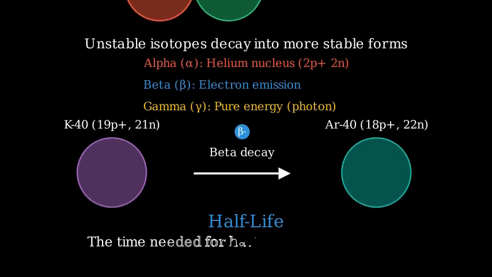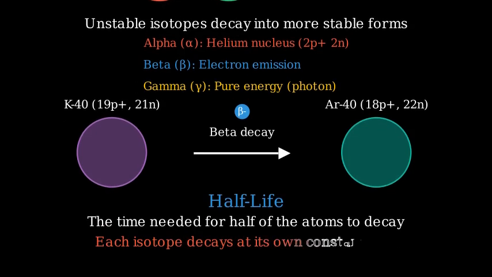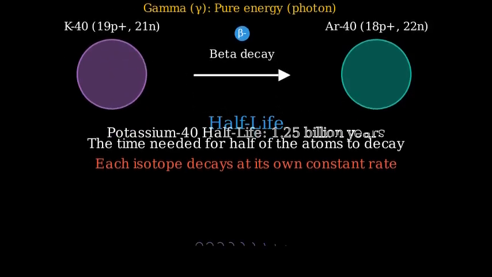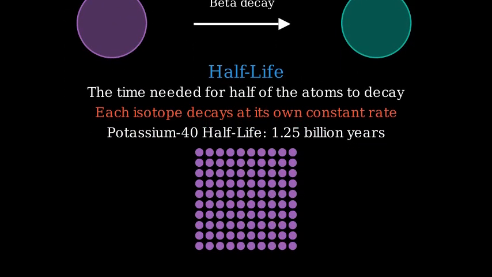The half-life of a radioactive isotope is the time it takes for half of the atoms in a sample to decay. What makes this useful is that radioactive decay occurs at a constant rate that is specific to each isotope. For example, the half-life of potassium 40 is about 1.25 billion years.